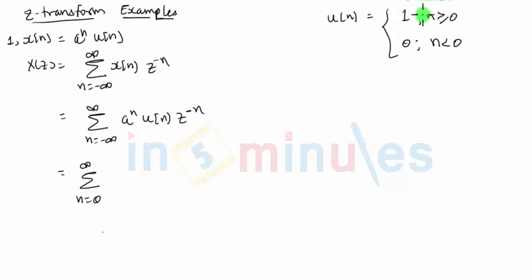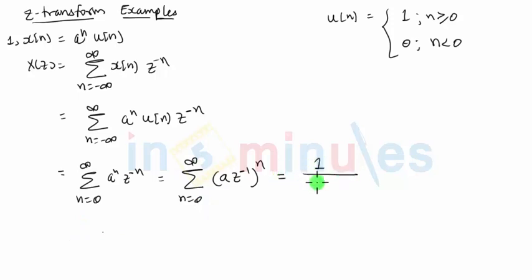U of n will be 1 in that range, so it will be just a raised to n into z raised to minus n. This can further be written as a z inverse raised to n. This is nothing but a geometric progression series, for which we have this standard formula which says that this will be equal to 1 upon 1 minus the common ratio, which is a z inverse, and this can further be written as z upon z minus a.